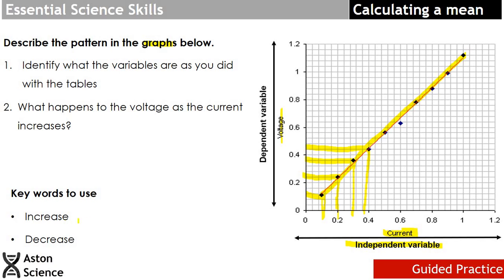Keywords to include when writing out the sentence to answer the question are increase or decrease. In this instance, we would use the word increase, so our answer would be, as the current increases, the voltage also increases.